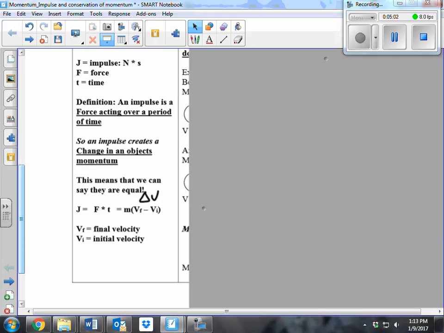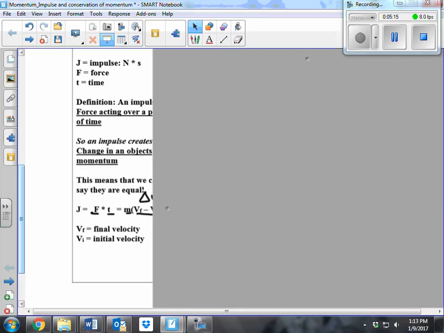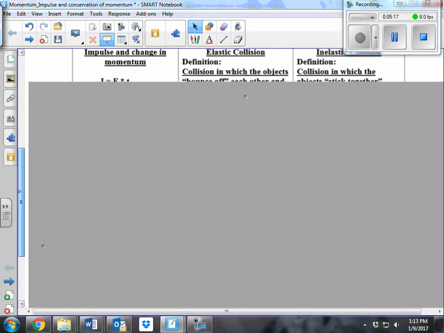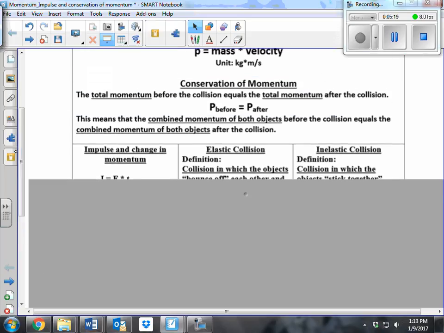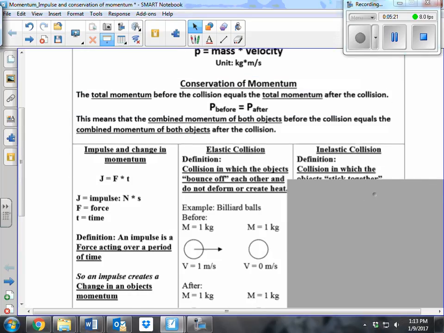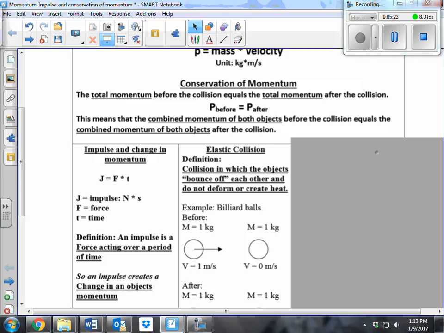Or I can give you the impulse and say, here's the velocity, find the mass. It's just another equation we can use, because if we have 3 of these 4 variables, we can find the thing that we do not know. So in collisions, there are 2 types of collisions that you will encounter.